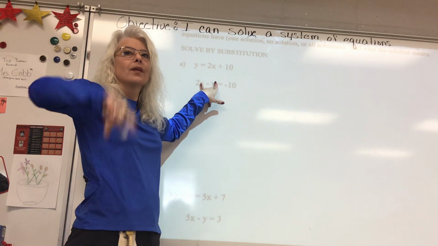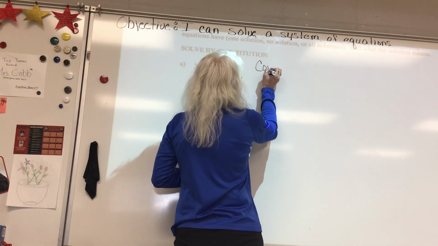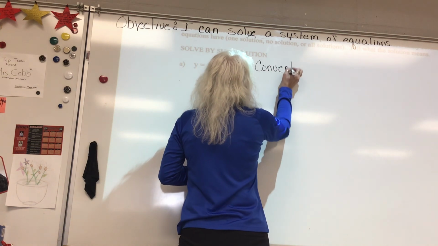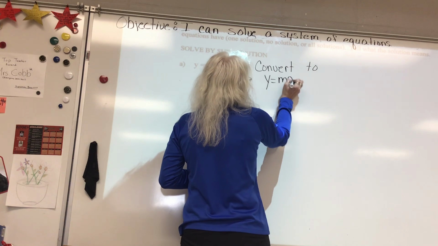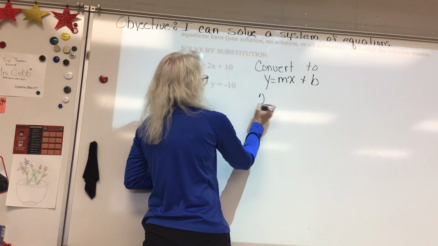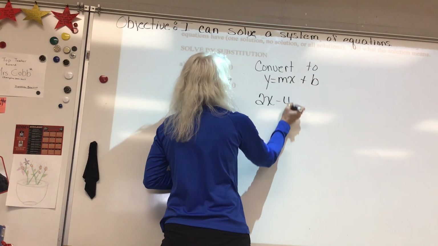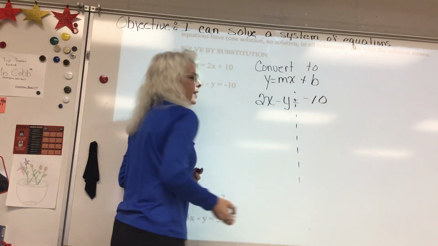You gotta make it something. We had to make it into slope-intercept form, so we're going to convert to y equals mx plus b form. Write down your bottom equation. Find your equal sign and dot it.